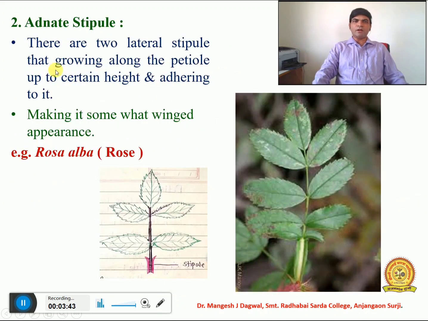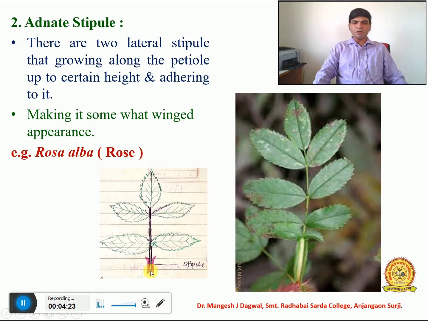Another type of stipule is called adnate stipule. These are two lateral stipules that grow along with the petiole up to a certain height and adhere to it. These are not free like the free lateral stipules. Because of this adhering, there is a formation of a wing-like structure. Here this is the actual image of this rose leaf, and this is the adnate stipule, and this is the diagrammatic picture of the adnate stipule.